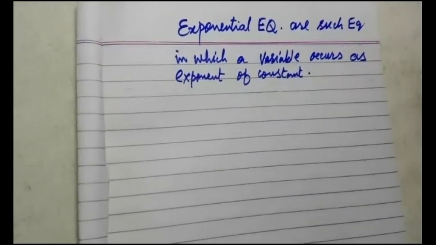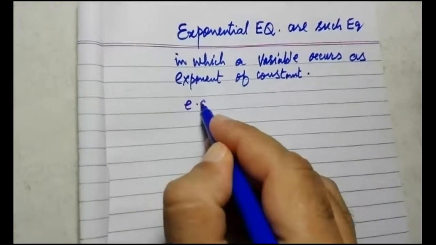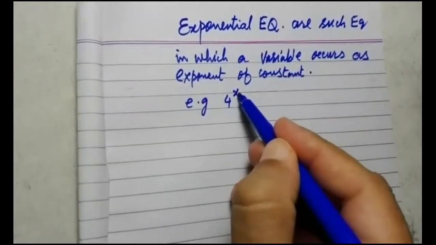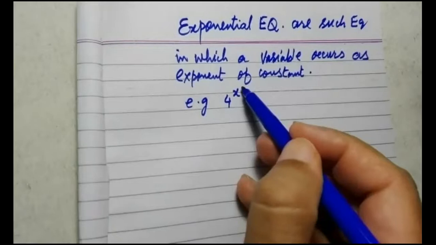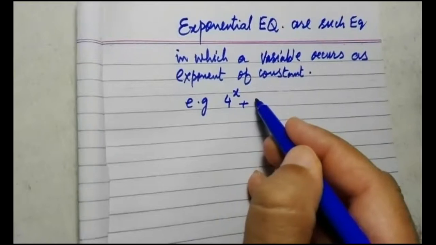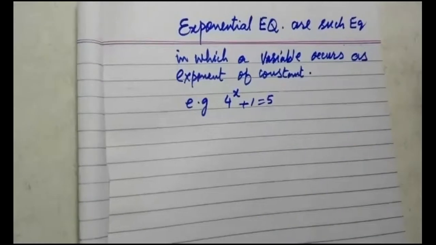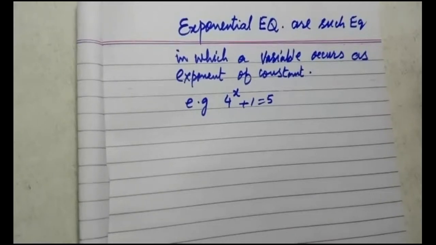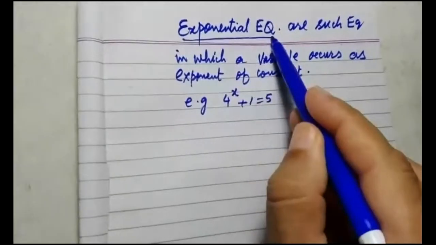So how will you do it? For example, 4 to the power x. 4 is a constant and x is a variable. The variable is becoming an exponent, or power, of the constant. For example, this is equal to some number 5. It is this type of equation in which a variable occurs as exponent of the constant. That equation is called an exponential equation.